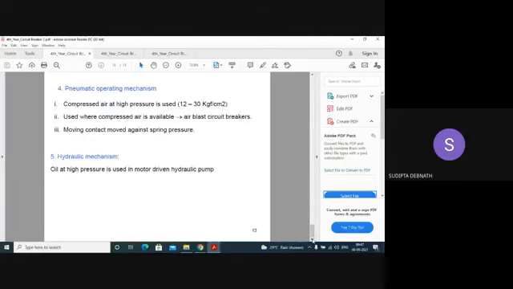Now, this is the pneumatic operating mechanism. Okay, here both the opening and closing action is done by the compressed air. So, that is what we will see occurs in air blast circuit breakers. And lastly, hydraulic mechanism can be there. Oil at high pressure is used for closing and opening operation in motor-driven mechanism, that high pressure is generated by motor driven hydraulic pump.